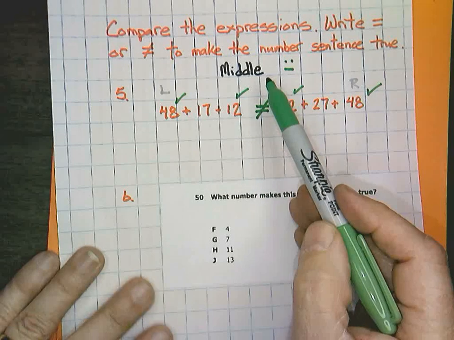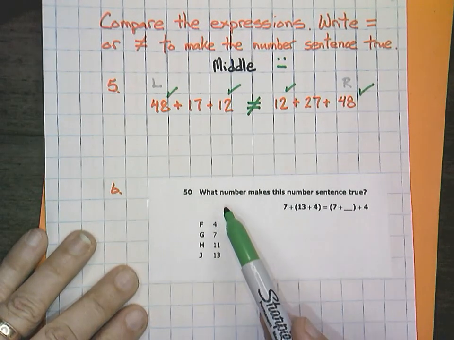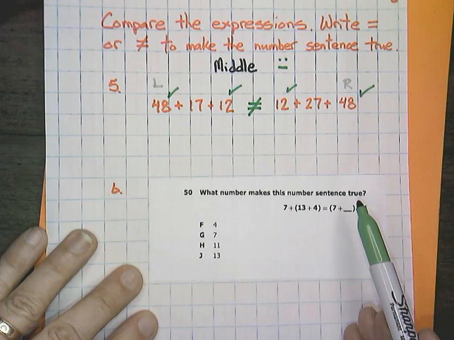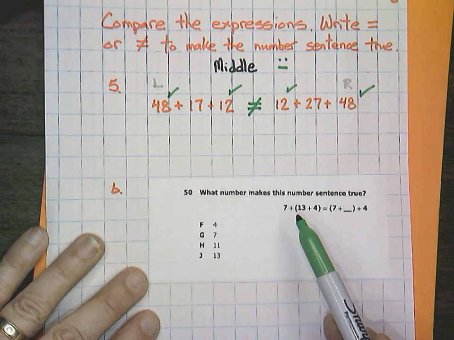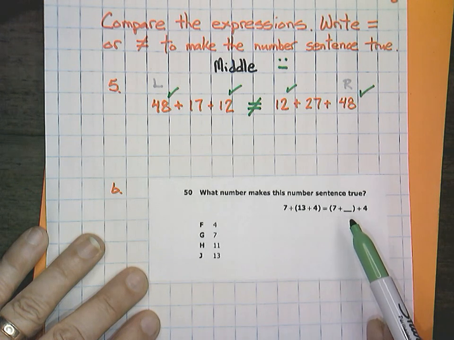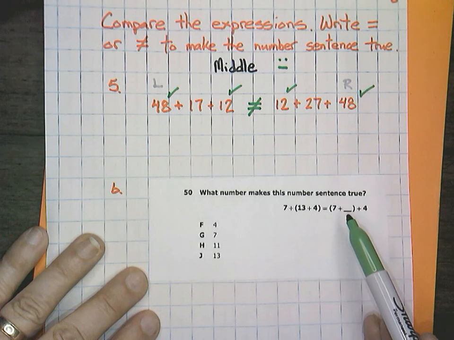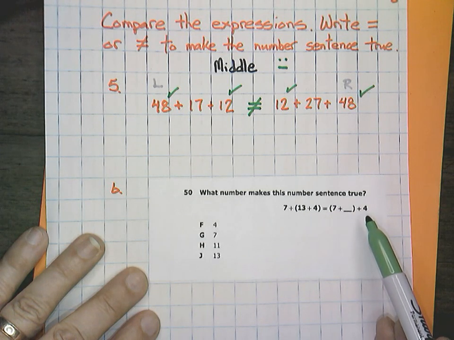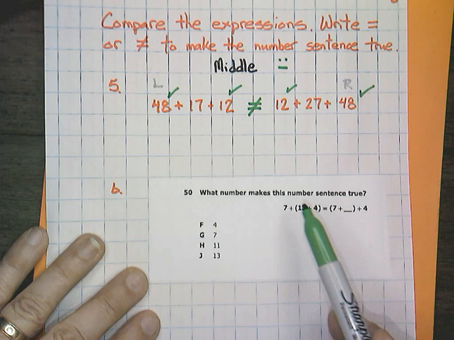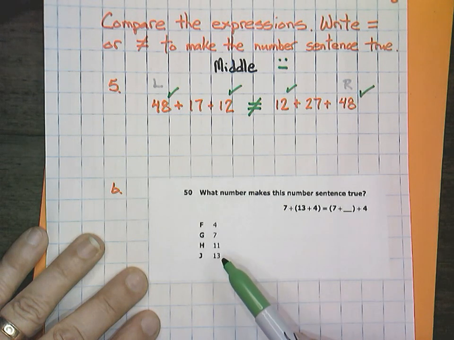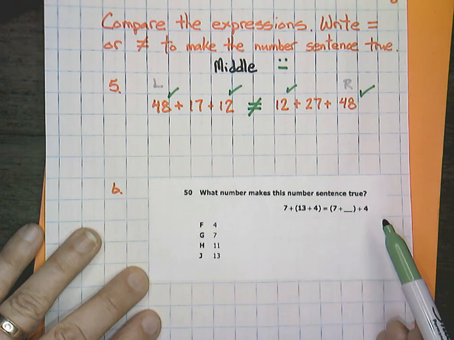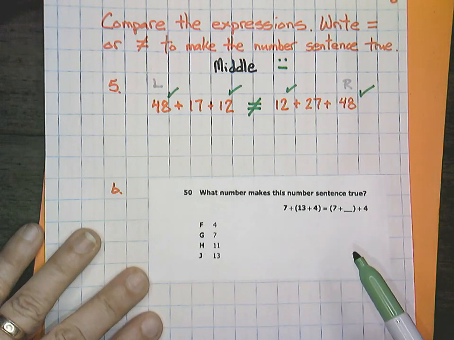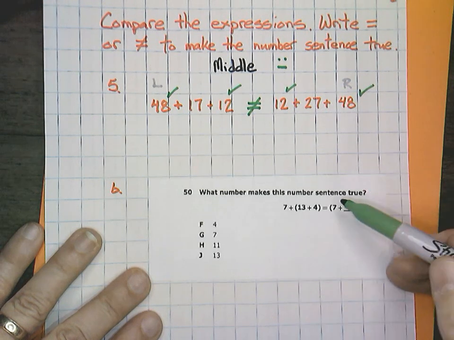Another example of a middle difficulty problem. What number makes this number sentence true? Notice our expression on the left, 7 plus 13 plus 4, and then the expression on the right is missing a number, 7 plus blank plus 4. Our job is to figure out which of these numbers would go in here to make this true. We could add this, but because of the associative property, I can also just compare left and right.